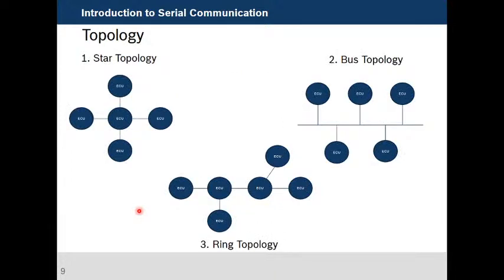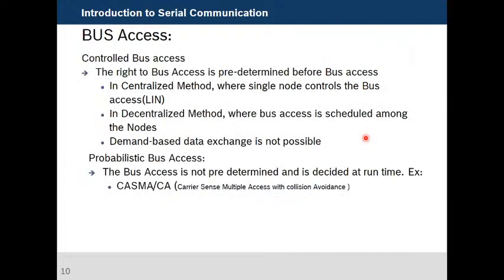Next is topology. There are multiple topologies. The first one is star topology, the next one is the bus system, and the ring. As already mentioned, CAN is under the bus system. In the star and ring topologies, the ECUs are connected by point-to-point communication. But in the bus topology, we have a common shared bus, and all the ECUs or sensors are connected to the shared bus.